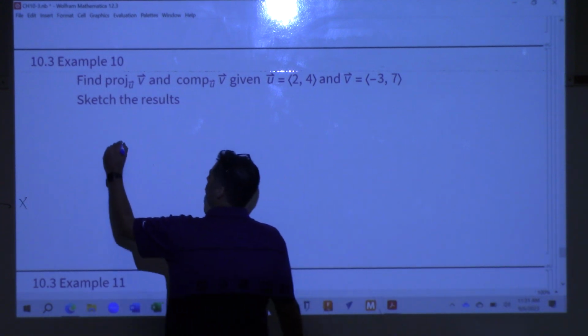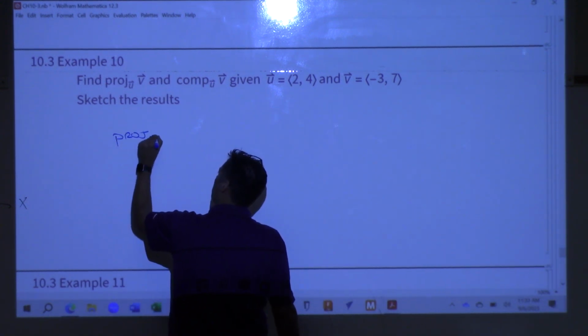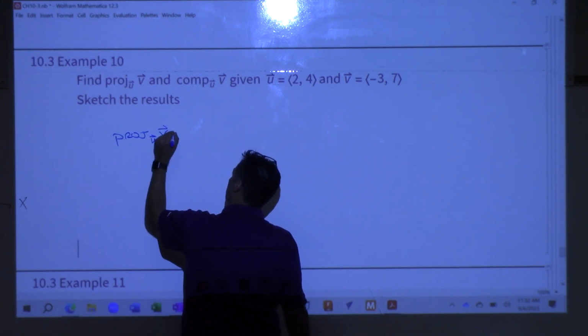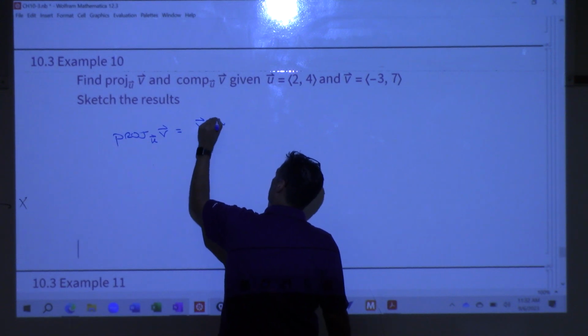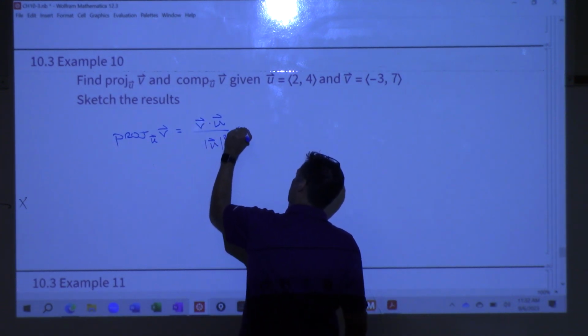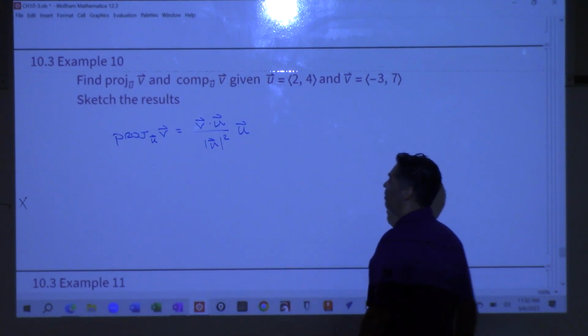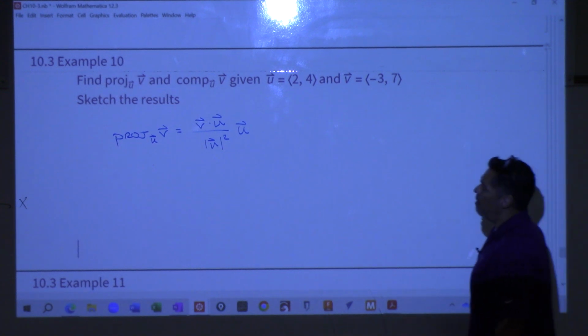If I want to do the projection of v onto u, the formula should be v dot u over magnitude of u squared times the vector u. So scalar multiple of u. That's basically this formula, switching u and v. Everywhere I see u, I put v. Everywhere I see v, I put u. With me?